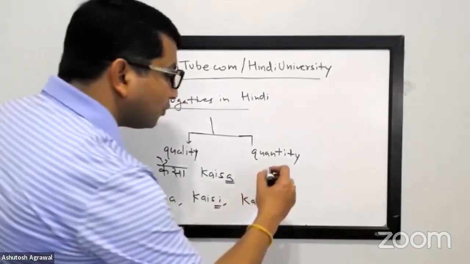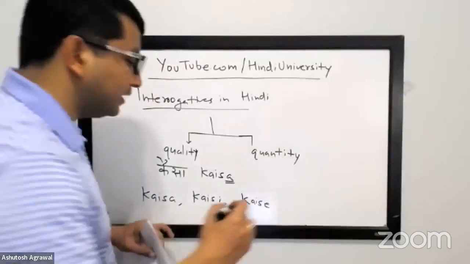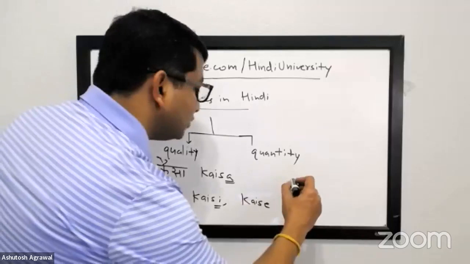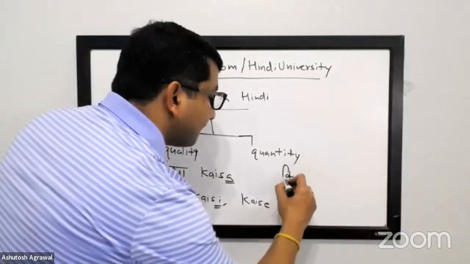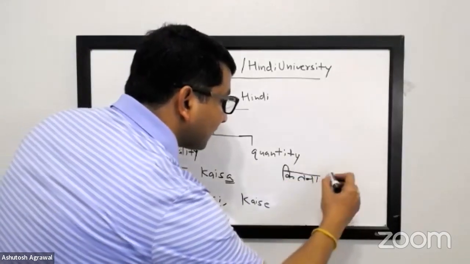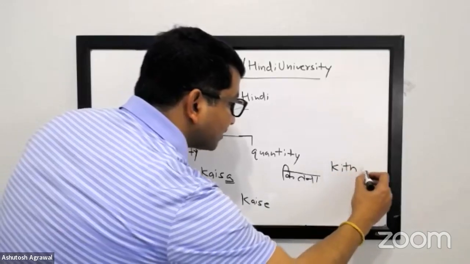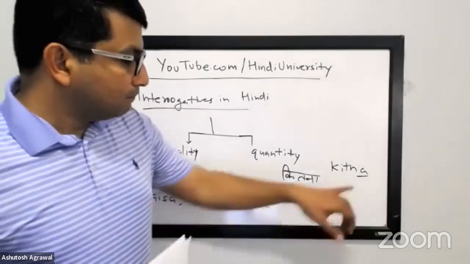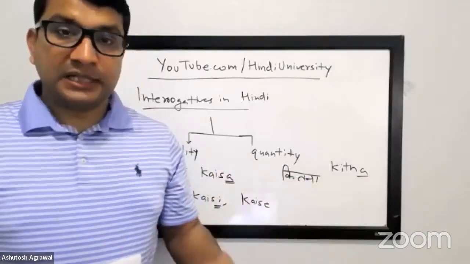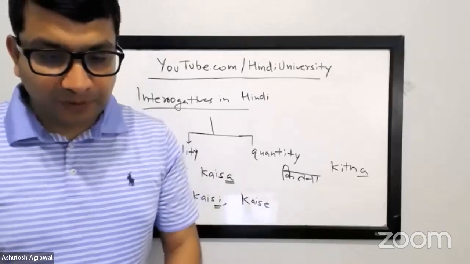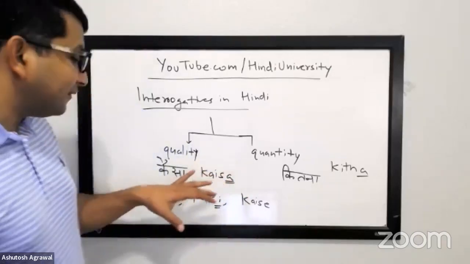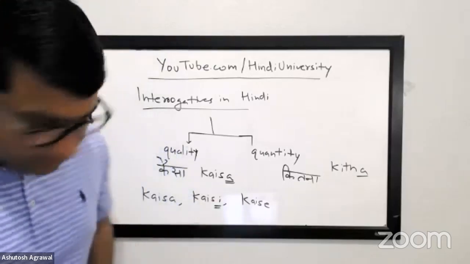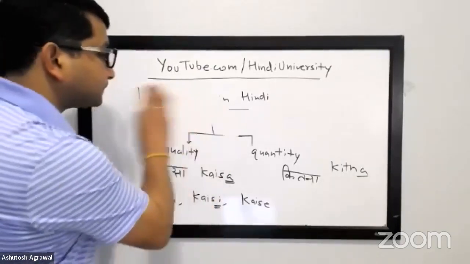Similarly, when you want to inquire about the quantity of a given noun, such as how many and how much, you use kitna. Just like kaisa, kitna also ends with a, so it gets inflected based on the noun. So it's kitna, kitne, kitni. My goal is, in the first half, to cover both of them and their use cases. Let me erase this part.